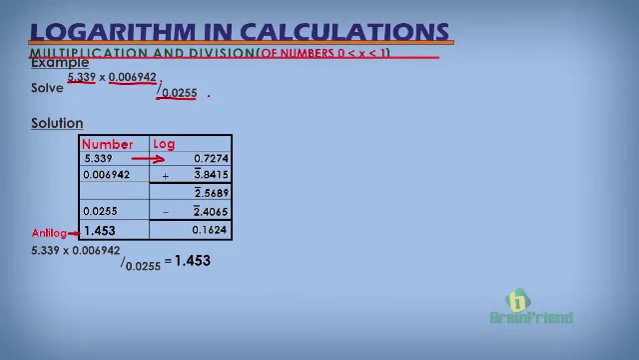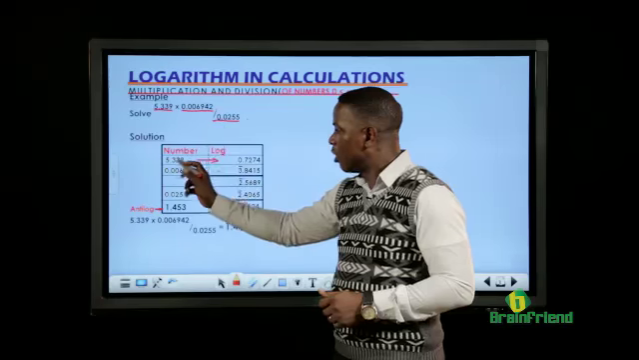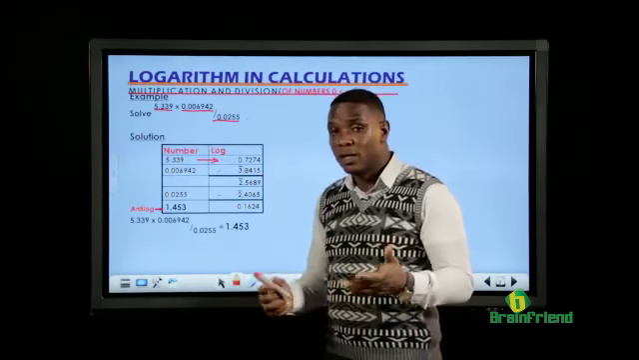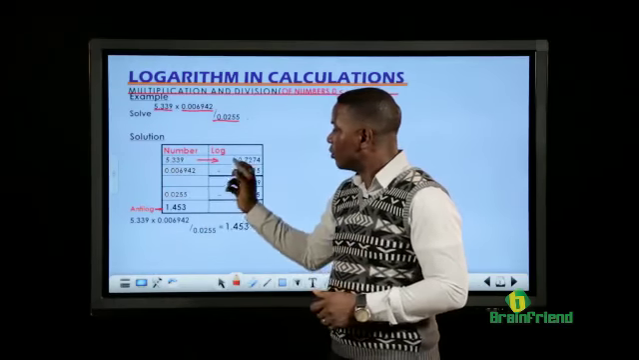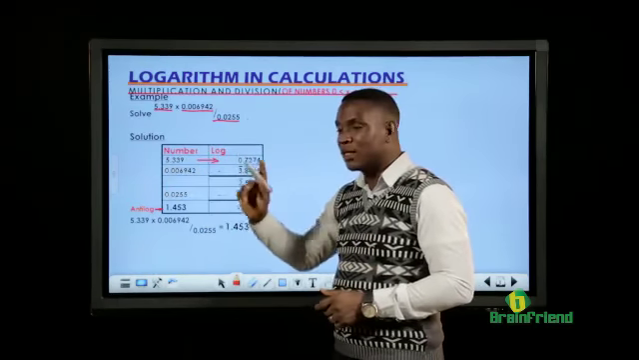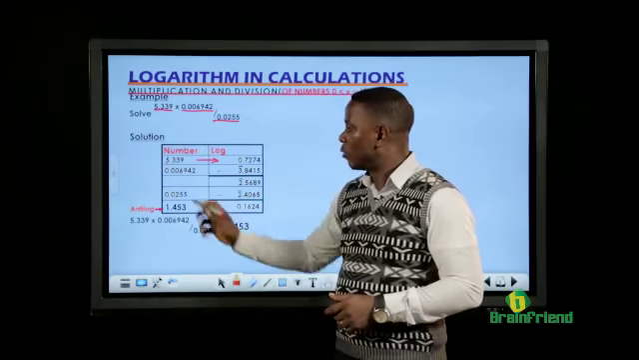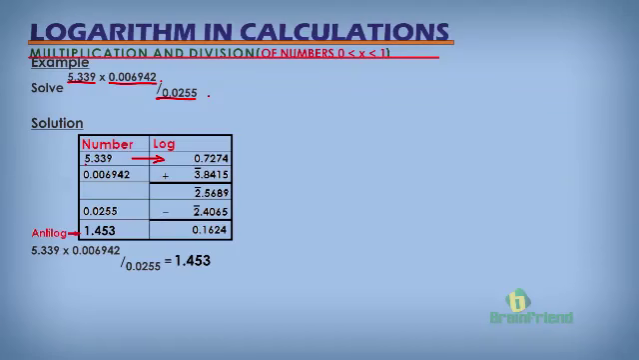5.339. If we find the logarithm of 5.339, we would have 0 as our integer. Remember, to find the integer or the characteristic of numbers greater than 1, which 5.339 is of course greater than 1, we simply subtract 1 from the number of digits in the integral part of our number. We have 1 digit here, so 1 minus 1 will give us 0. So we have 0. The fractional part we simply look up from the logarithm table.